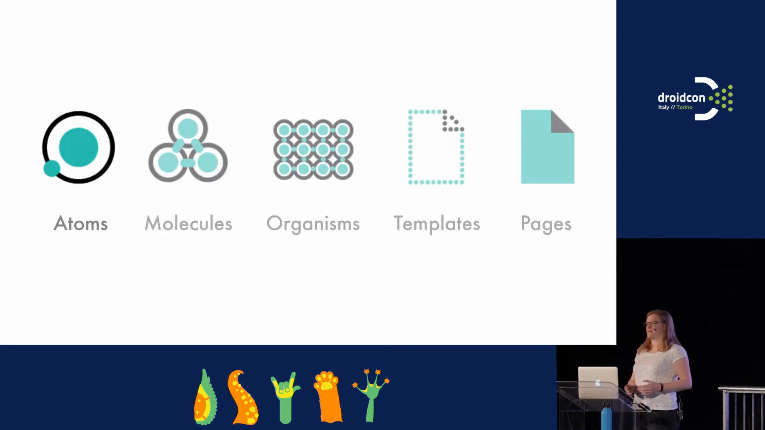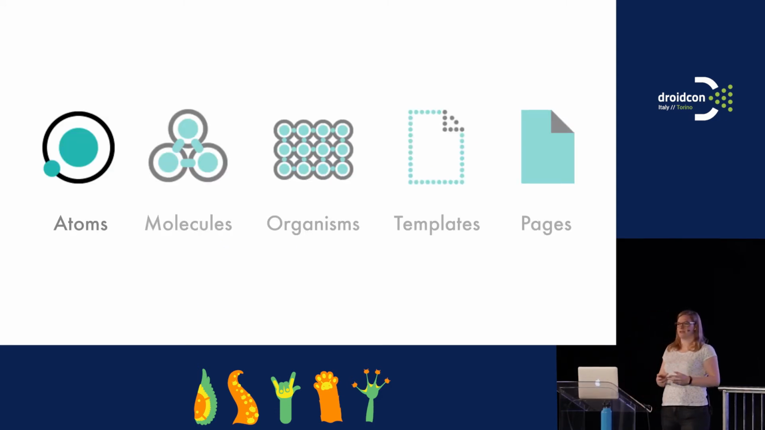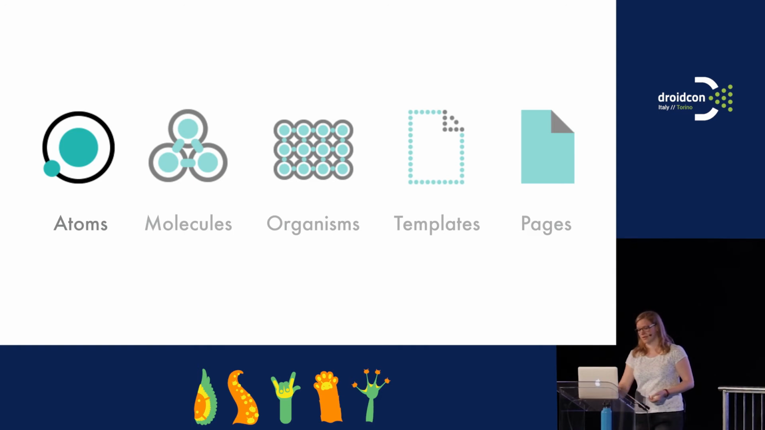You start off with atoms. These are the smallest blocks that you can't really divide any further. One example would be a button. Now you might think, hang on, a button has an icon, it has a text, it has a background, it has loads of other components. You can easily divide it, but a button can't exist without them, so it is still an atom.